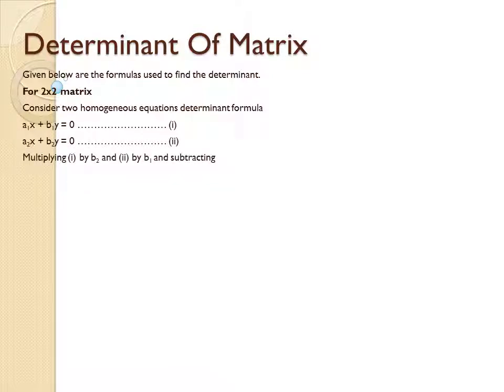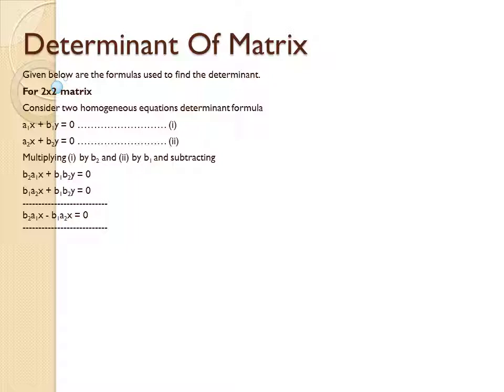So multiplying 1 by b2 and 2 by b1 and subtracting, we can get b2a1x plus b1b2y equal to 0. That is the first equation. And the second equation becomes b1a2x plus b1b2y equal to 0. Now if I subtract this second from the first, we get b2a1x minus b1a2x, because the coefficients of y in the first equation and second equation negate each other.